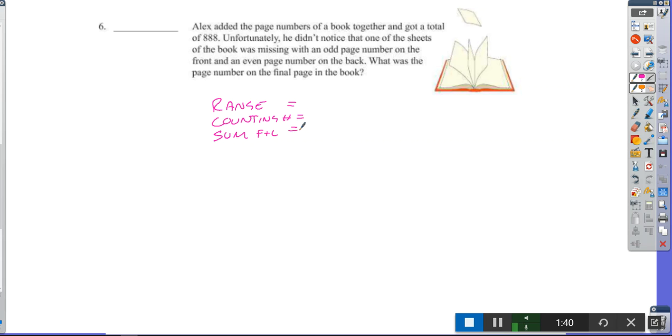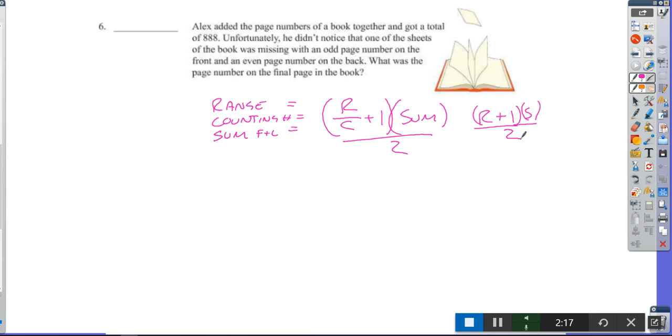And the equation that we're going to use is the range divided by the counting number, plus 1, times the sum divided by 2. Divided by 2 and over 2 mean the same thing. Now, here's the interesting thing in this case. If the counting number is 1, we just have r divided by 1, which is r. So we get r plus 1 times the sum over 2.